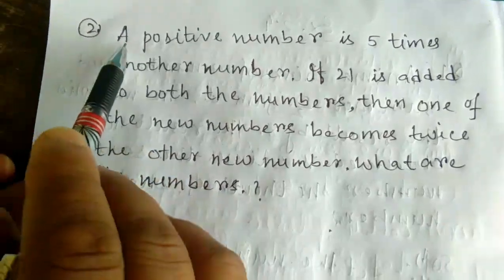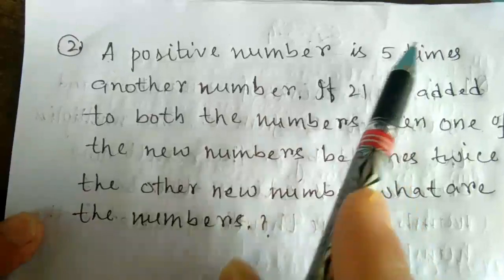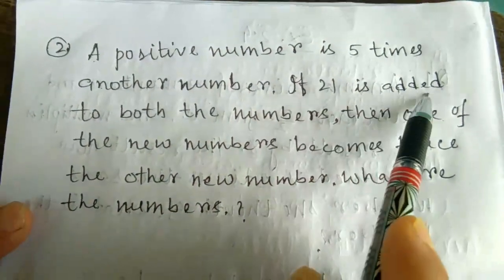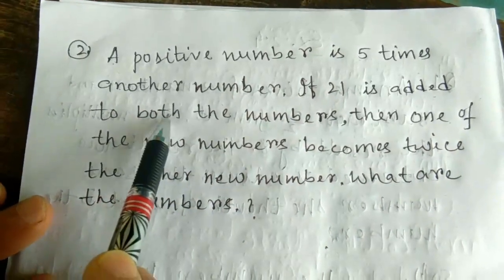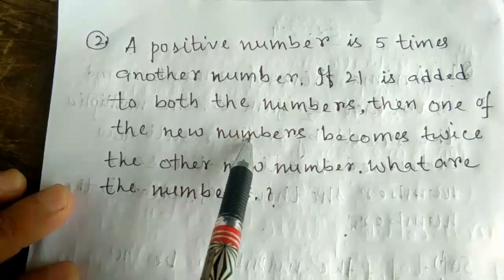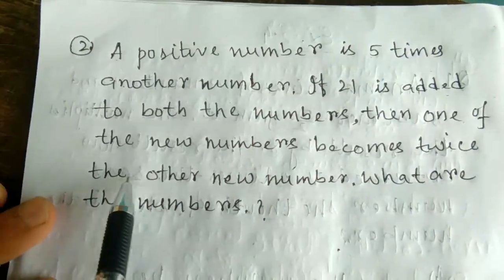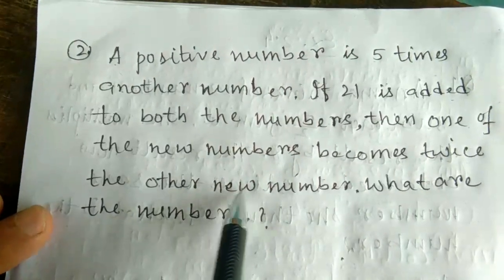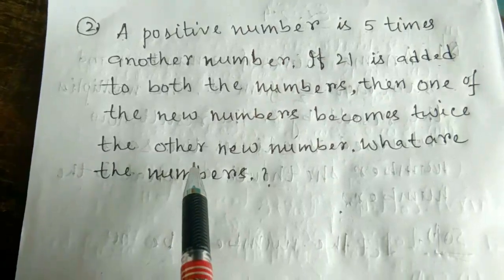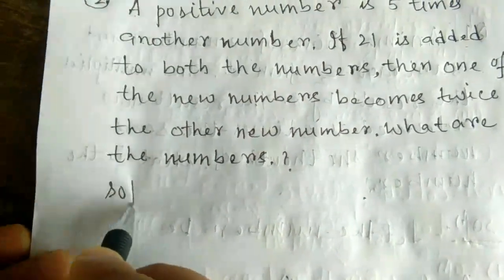Okay, question number 2. A positive number is 5 times another number. If 21 is added to both the numbers, then one of the new numbers becomes twice the other new number. What are the numbers? That means we have to find the numbers. We don't know what are the numbers. Solution. How to solve? You see.